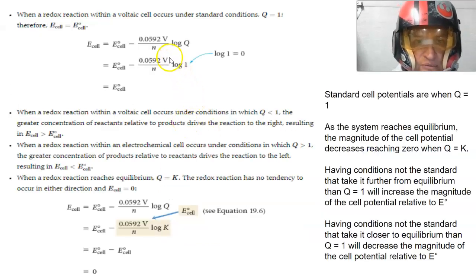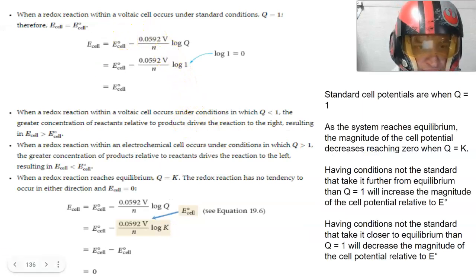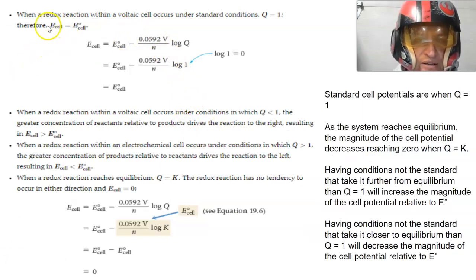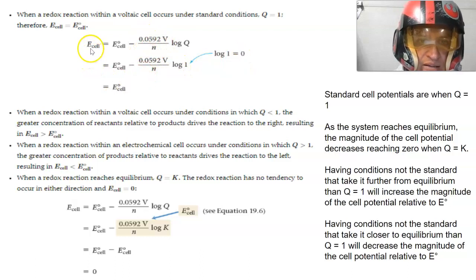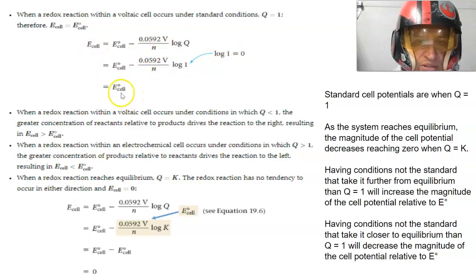So if we kind of take a moment to look at these. So let's look at this in action. So when a redox reaction occurs at standard conditions, meaning Q is equal to 1, then the non-standard and standard are equal. Because log of 1 equals 0, this whole part goes away, and the energy of the cell is equal to the standard energy of the cell.